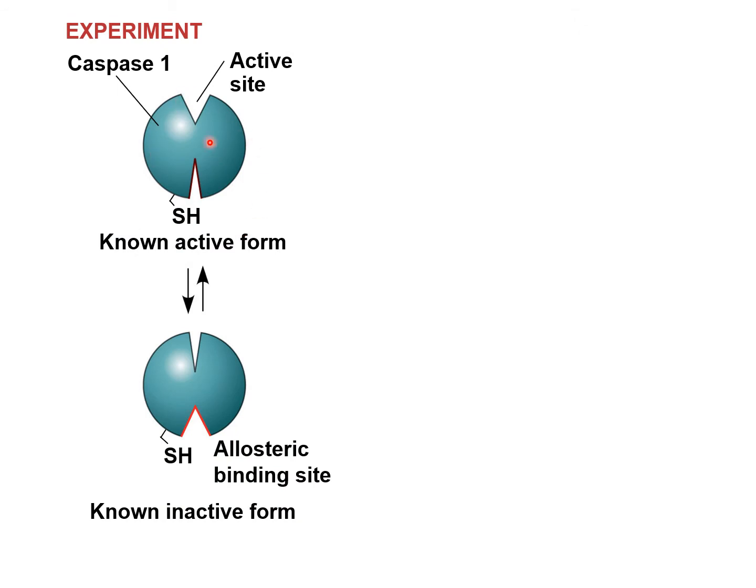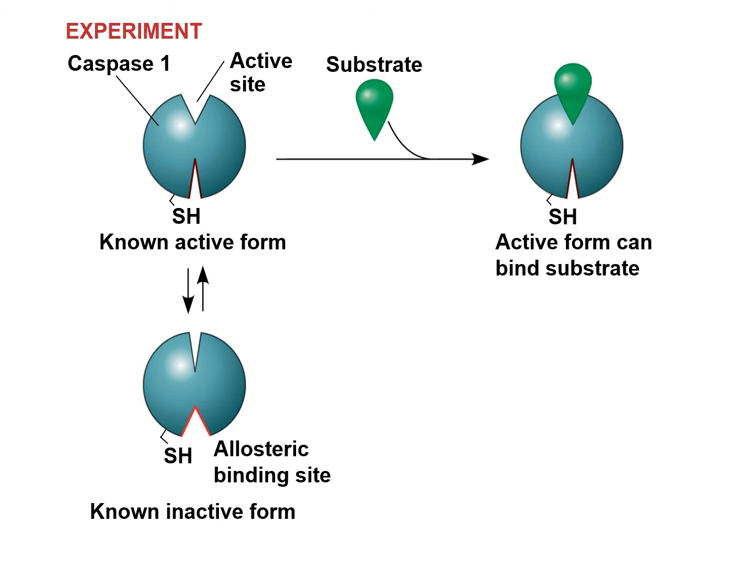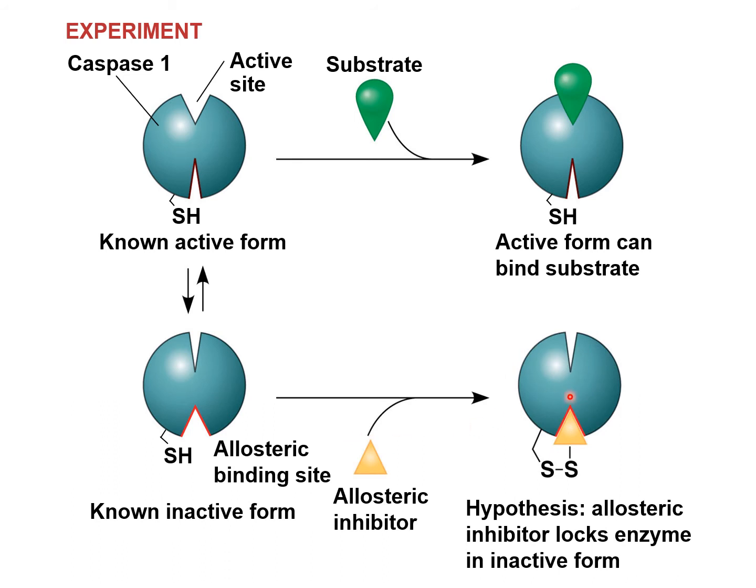So again, we have this active and we have this inactive. What we want to do is stabilize the inactive form. A substrate can do just that. We want to avoid that. What we do is we use this allosteric inhibitor to stabilize it so it never binds the substrate in the first place.